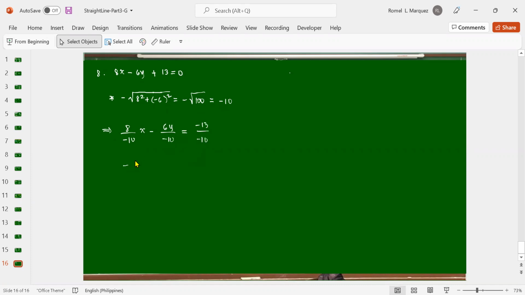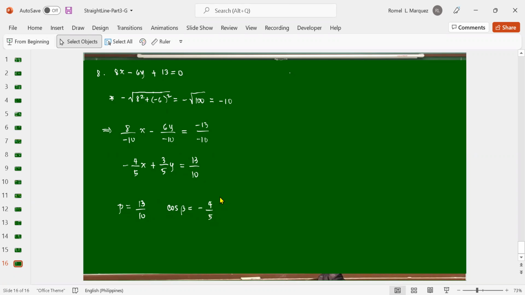So negative 4 over 5x plus 3 over 5y is equal to 13 over 10. So P here is positive 13 over 10. It means it is above the x-axis. And the normal angle is given by, so we can obtain it from cosine beta equals negative 4 over 5.